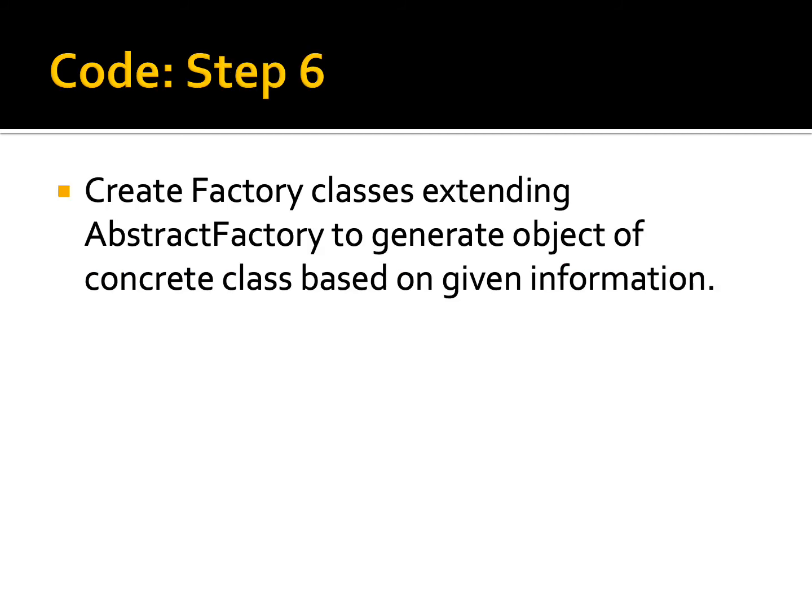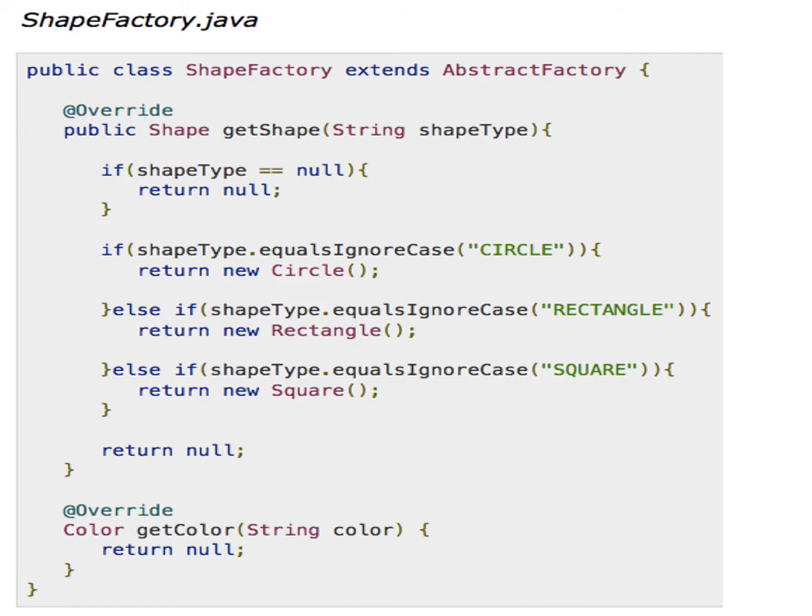So next you need to create the factory classes extending the super factory to generate the object of the concrete class based on the given information. For example, if the user requests any type of color, then the instance of the color factory should be created. If the user requests any type of shape, then the shape factory instance should be created. So this is the first shape factory concrete class, which is extending the super factory.